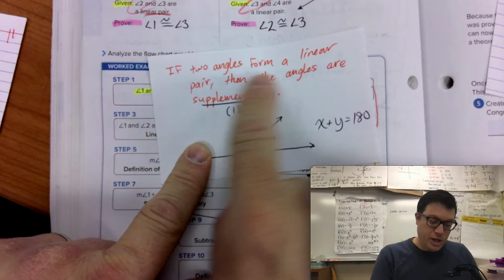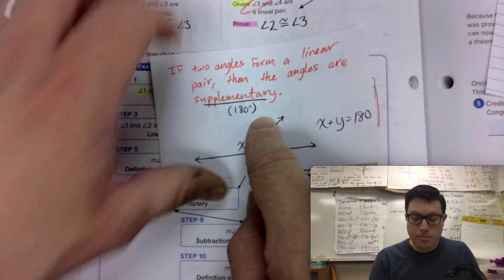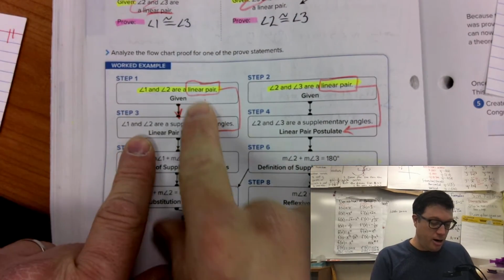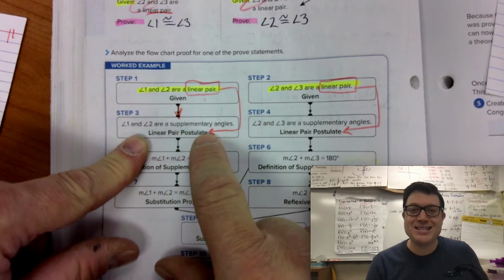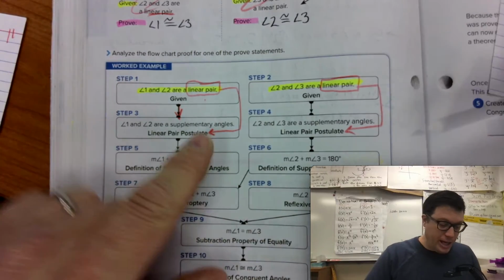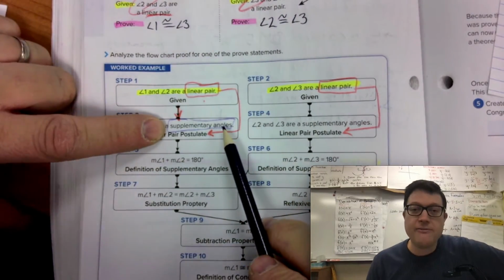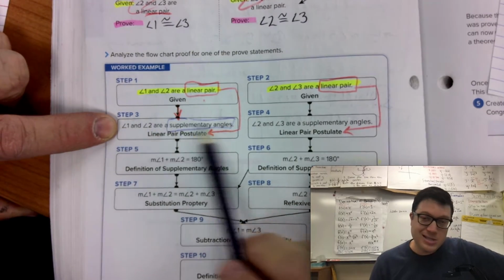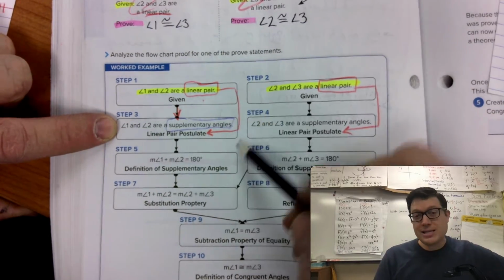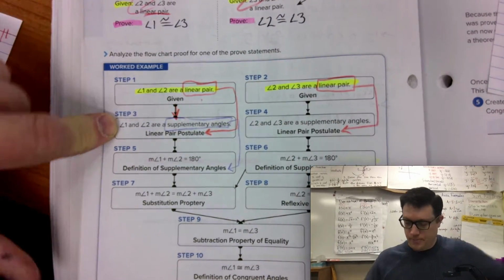And that's why the definition also points us to the word supplementary, and I underlined it and I wrote what that means. So I'm going to put that here. Linear pair creates supplementary angles. But do you see that right there? That's a vocabulary word in this statement. So if I have a vocabulary word in the statement, then that's going to become the next box's reason.